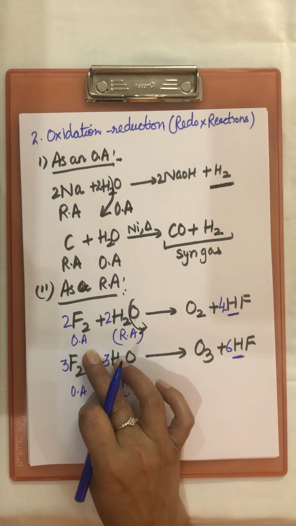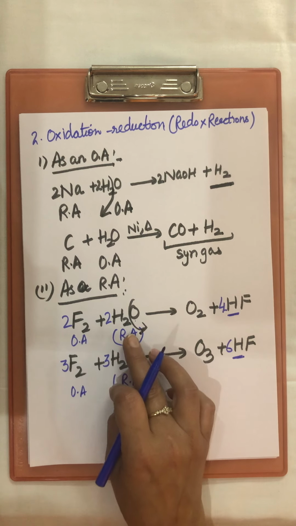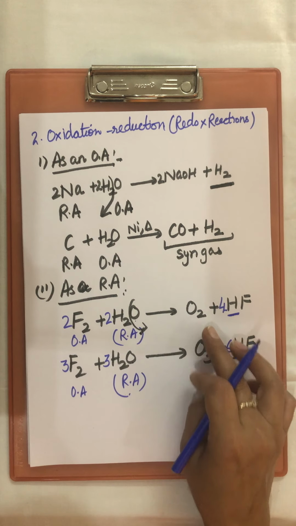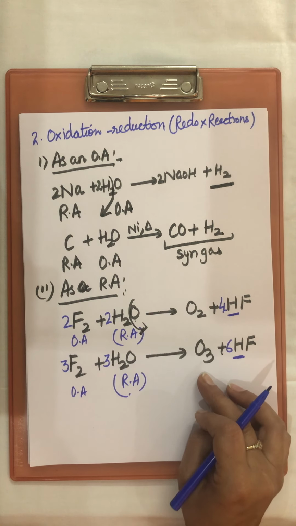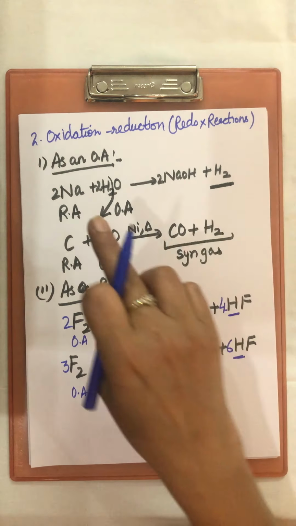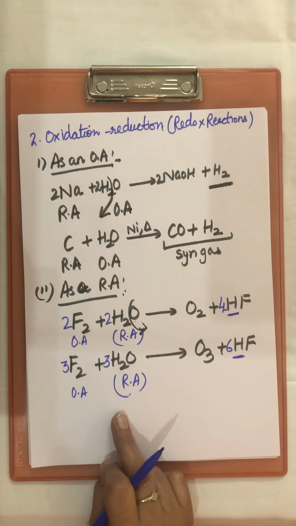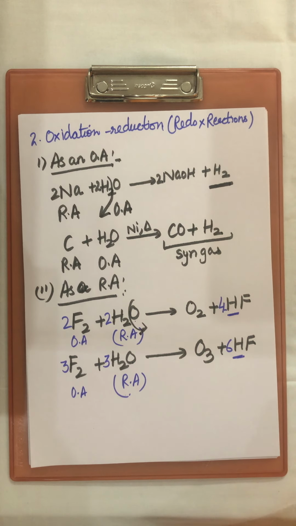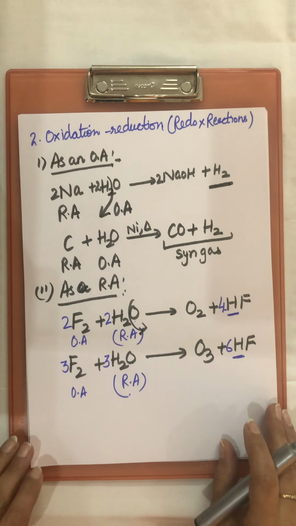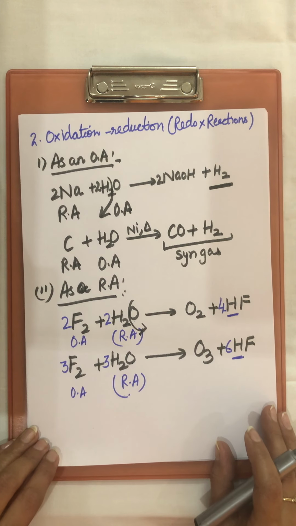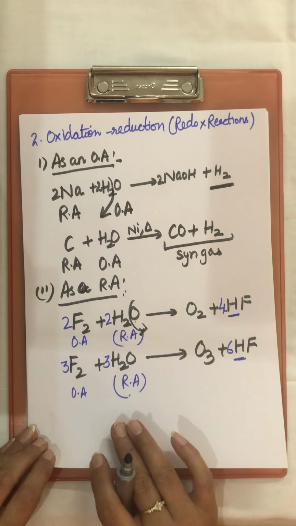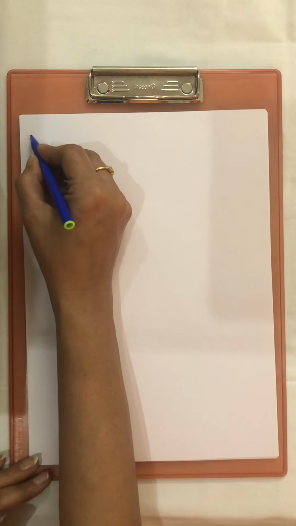In these reactions, water acts as reducing agent and itself it gets oxidized to either O2 or to O3. So these reactions are showing that water can act as oxidizing agent as well as reducing agent. So this is the second chemical property of water, that is, it shows redox reactions. Third chemical property of water, hydrolytic reactions.